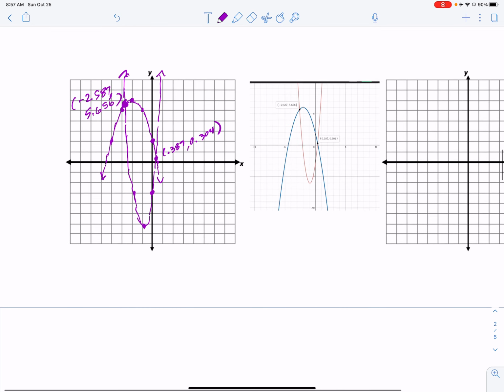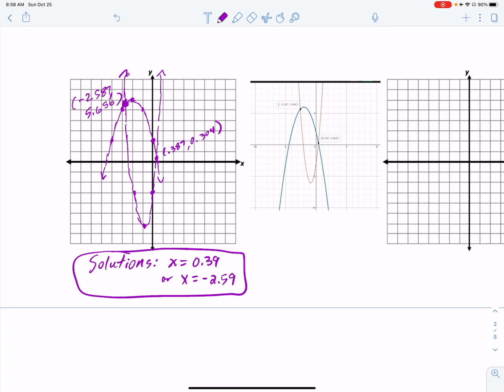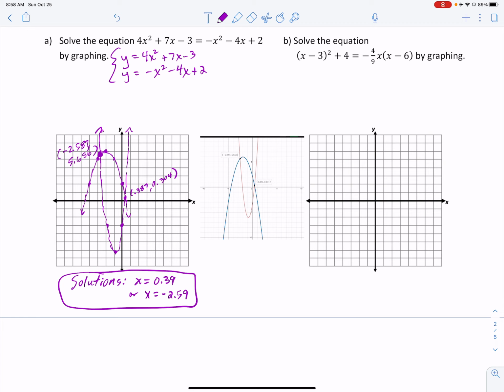But the solutions, which you need to, you're not done until you have pulled those out and answered it. The solutions on this are just x equaling, if we go to 2 decimal places, 0.39, or x equals negative 2.59. In calculus, you do 3 decimals. I don't know, I just did 2. But the solutions are not the ordered pairs, they are just the x values, because there were no y values in the original. So we're using graphing, but you need to have an accurate sketch. And there you go. So there's that one.